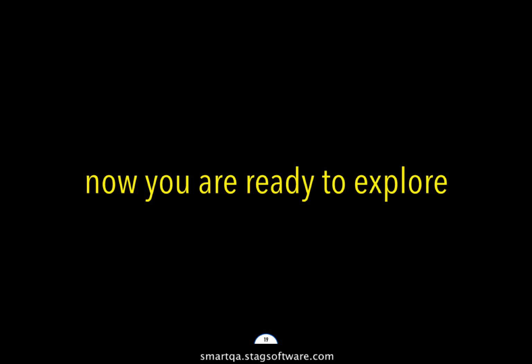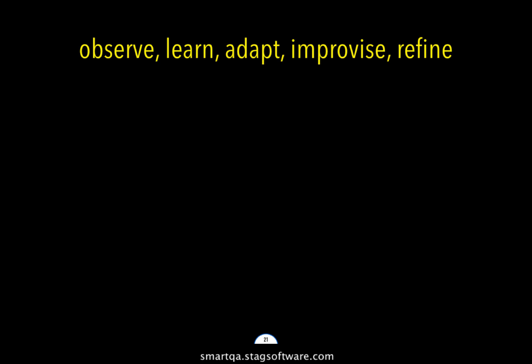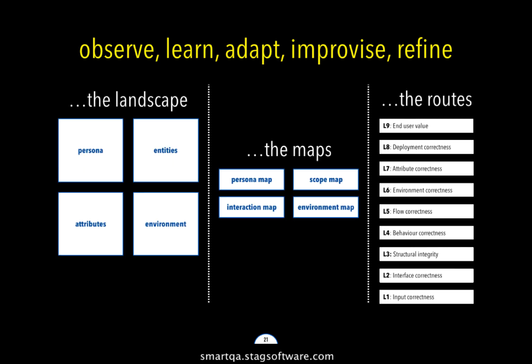Now that you're ready to explore, understand that the map is not really the terrain. So as you explore, observe, learn, adapt, improvise, and refine. And so what do we do when we observe, learn, adapt, improvise, and refine? We refine the landscape, we refine the maps, we refine the routes continuously. And that's how it becomes better and better as we go on.